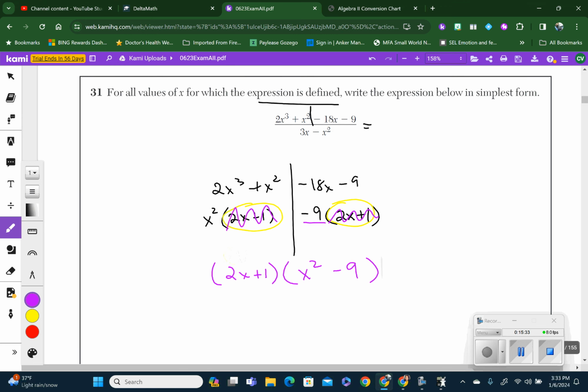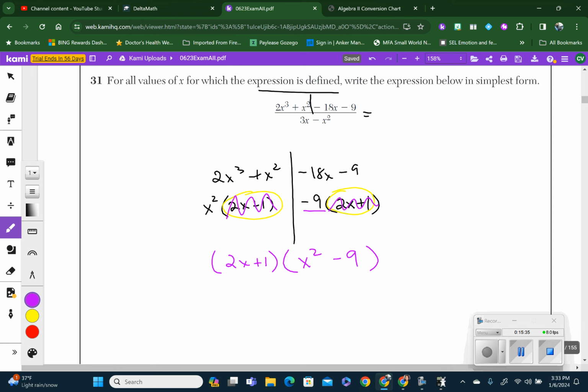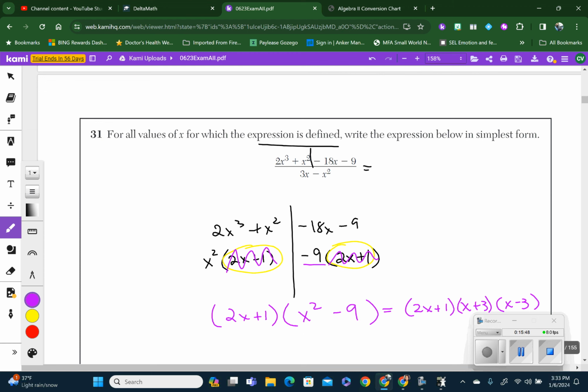Okay, so it says put it in simplest form, so this can be broken down a little bit further. So the 2x plus 1 stays. The x squared minus 9 can be broken down into x plus 3 and x minus 3. So what is the whole top? The whole top is a long expression: 2x plus 1, x plus 3, and x minus 3. Okay, now I have to go to the bottom right here, and I have to factor as well. So I have an x, that's common. What is left over? 3 minus x.